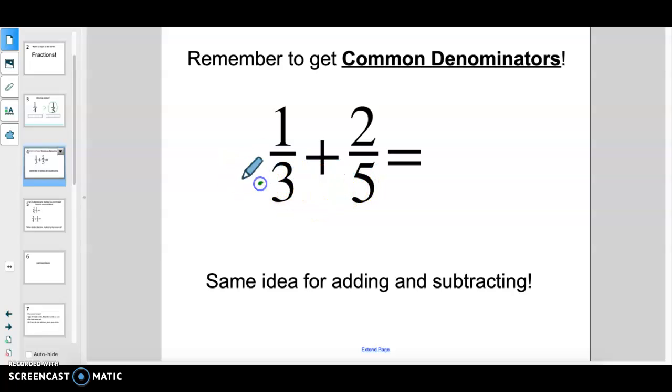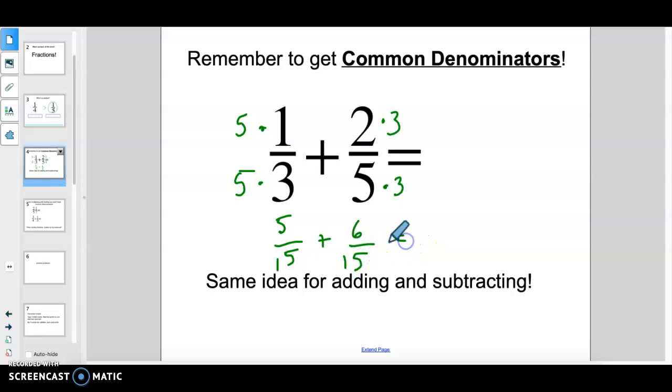So I'm going to multiply this side by 5 because that's the opposite fraction's denominator, and make sure you do the same thing to the top and the bottom. And I'm going to multiply this fraction by 3. So what we're left with is 5 over 15 plus 6 over 15.